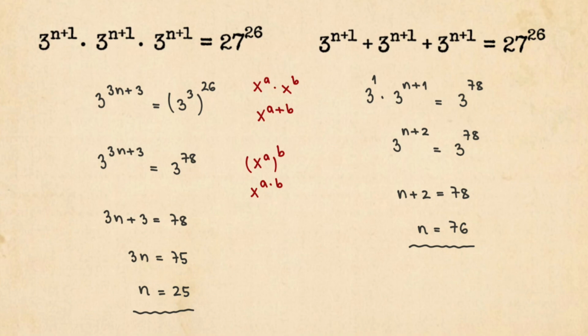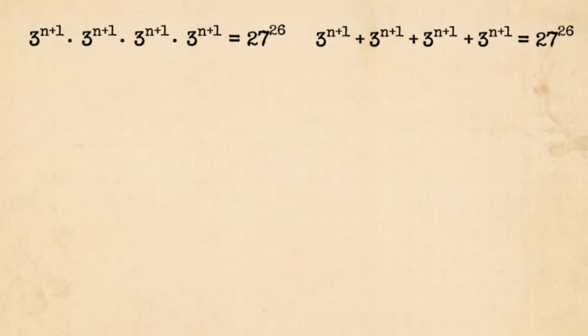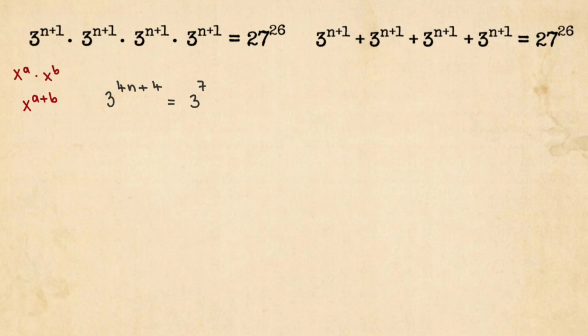Now what happens if we add a fourth term to our expressions? Let's look at these next two equations. Let's write out the multiplication version first. Just like before, when we multiply powers with the same base, we add the exponents together. Because we have 4 identical terms, we are just adding n plus 1 4 times. So our left side simplifies cleanly to 3 to the power of 4n plus 4. And this is equal to 3 to the power of 78.